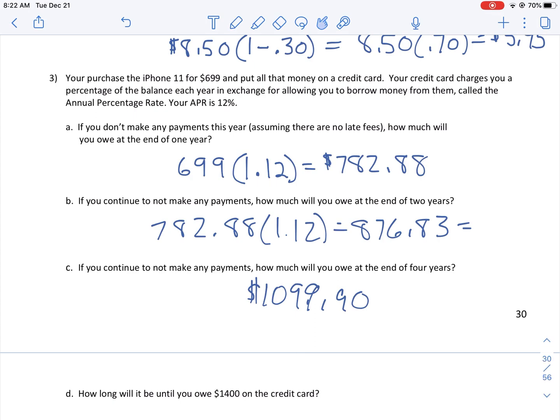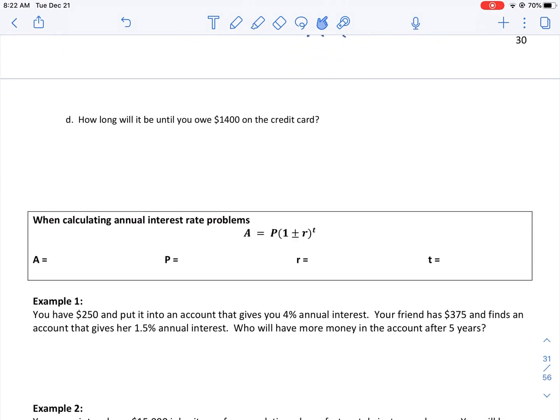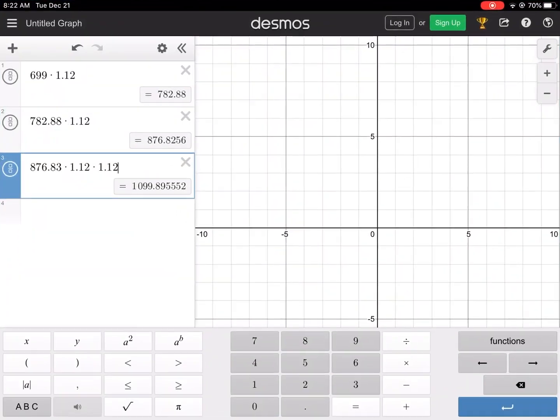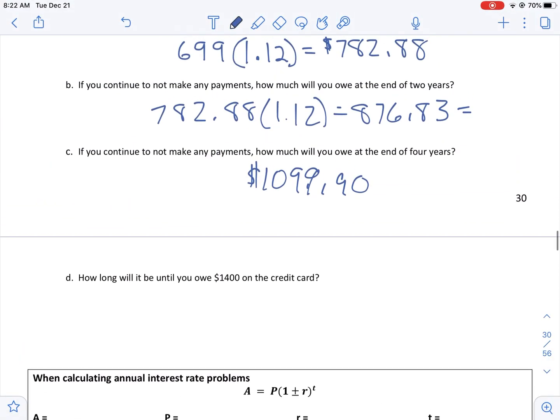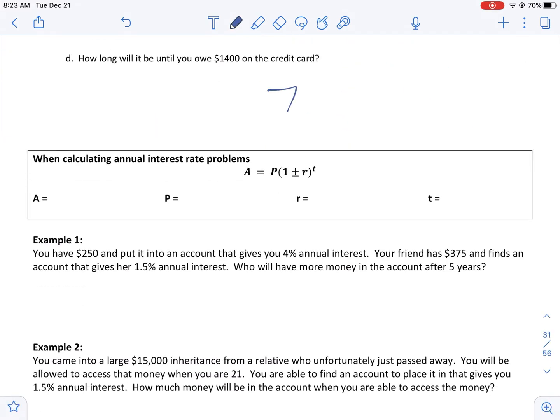So what's happening? We keep multiplying by 1.12. So until we have $1,400 times 1.12. So that's 1, 2, 3, 4, 5, 6, 7. So after 7 years. So what we're calculating here is some interest. So A equals your amount. P is your principal, that original amount. This is your rate. And this is your time.